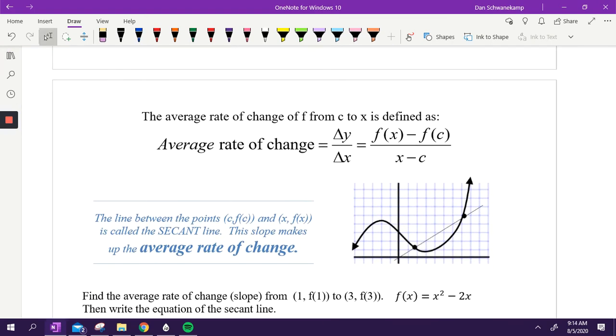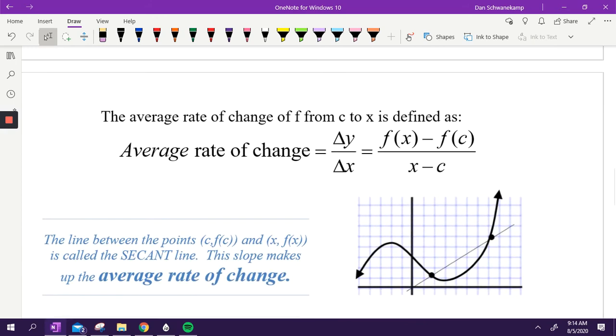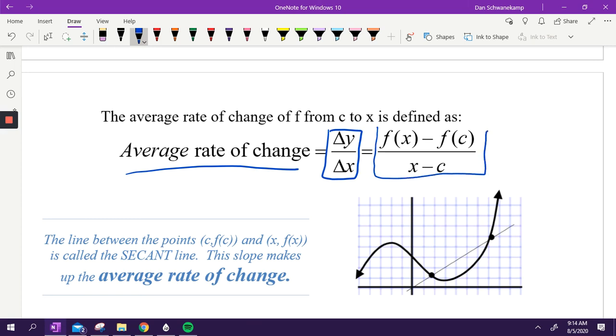Backside, okay? Look at this thing. Average rate of change. Average rate of change is the same thing as delta y divided by delta x, or in other words, f of x minus f of c all over x minus c. It's a big, scary thing, okay? Anybody recognize what that is right there?